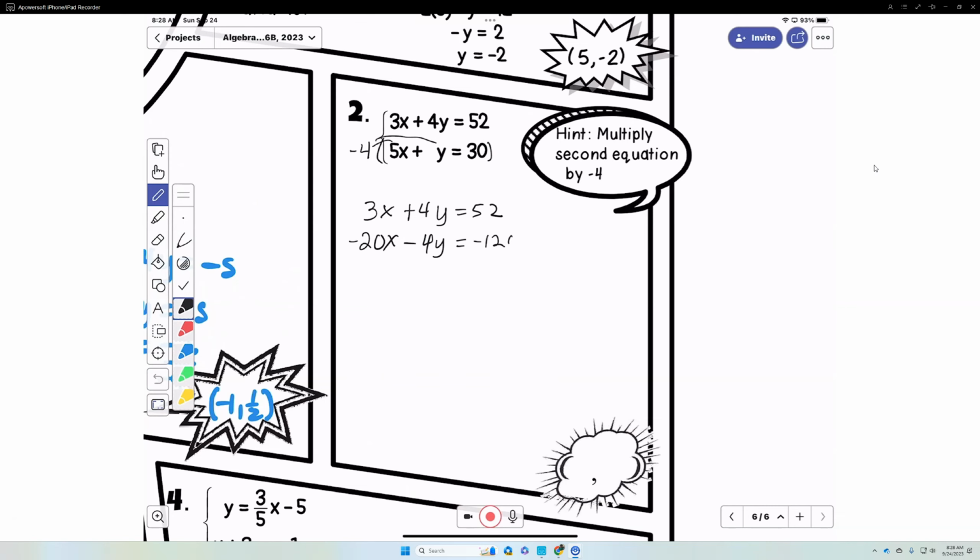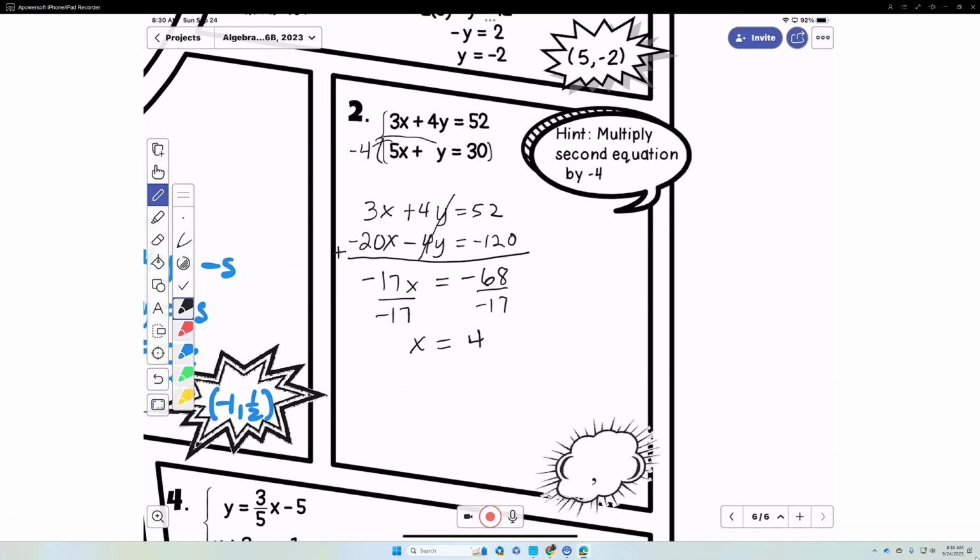So now if you notice, by us multiplying by negative 4, we're able to eliminate this. 3x minus 20x, since we're going to add both equations, we get negative 17x, and this cancels. 52 plus negative 120 gives you negative 68. And then we're going to go ahead and divide by negative 17. So x equals 4. So we went ahead and we solved this system.